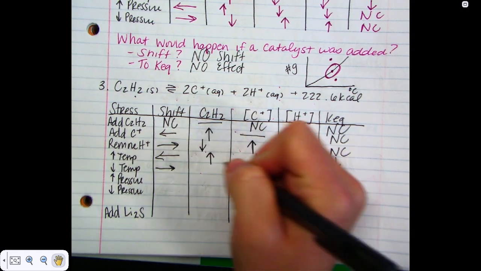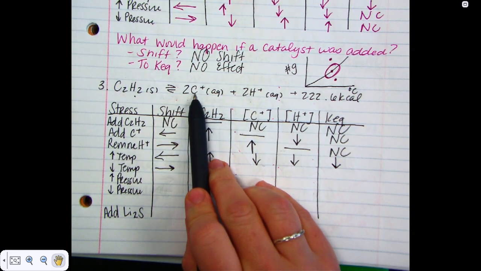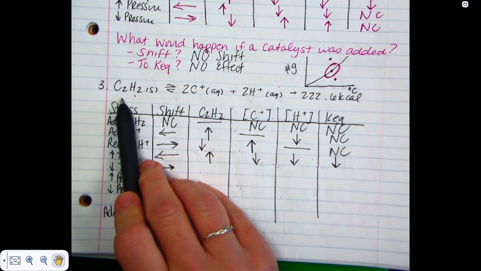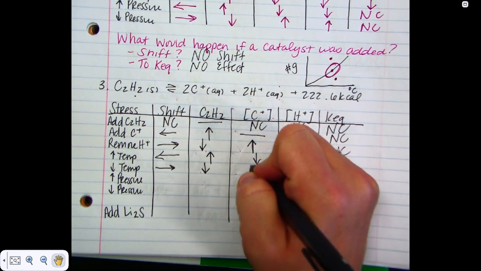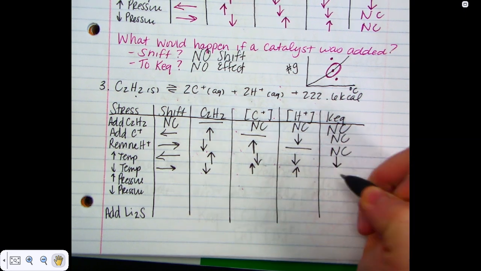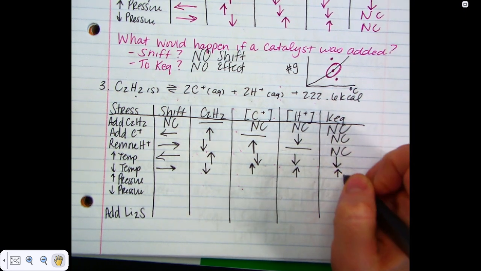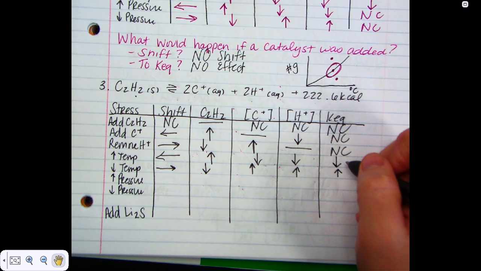So I shift right, the amount of C plus and H plus are going to go up because the amount of H2S is going to go down. So that goes down, this goes up, this goes up. If my products go up, remember that K goes up. All right. Pressure.